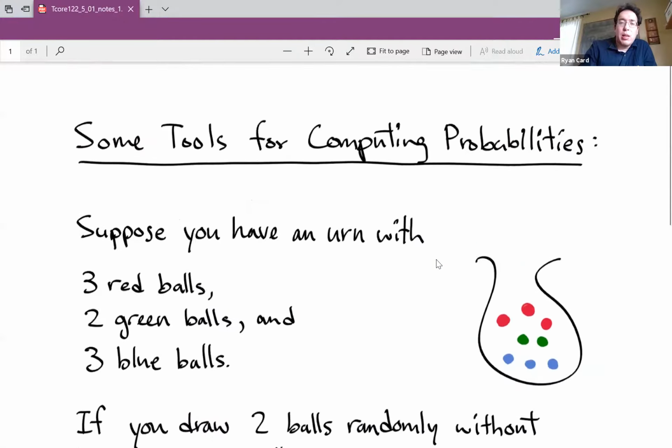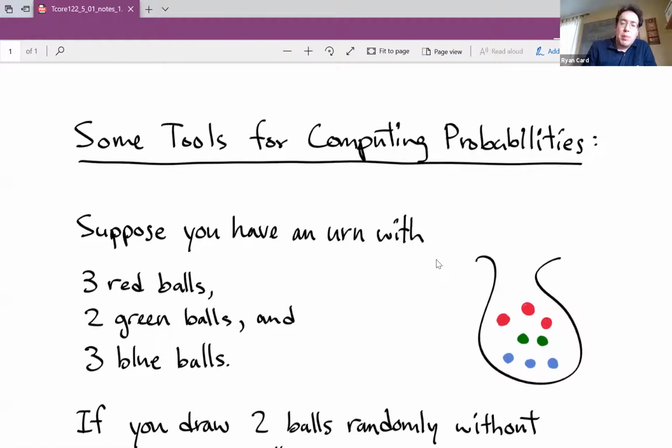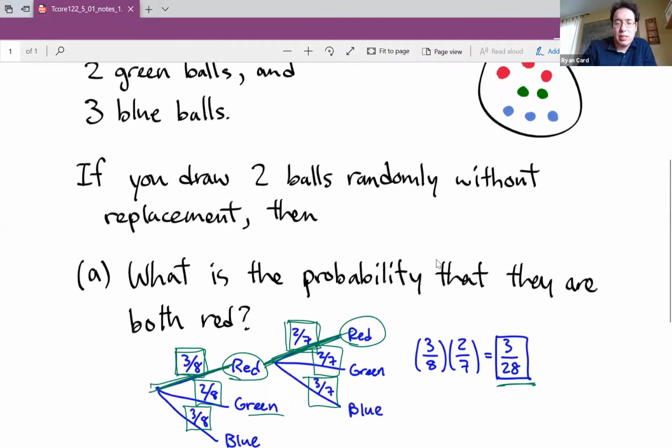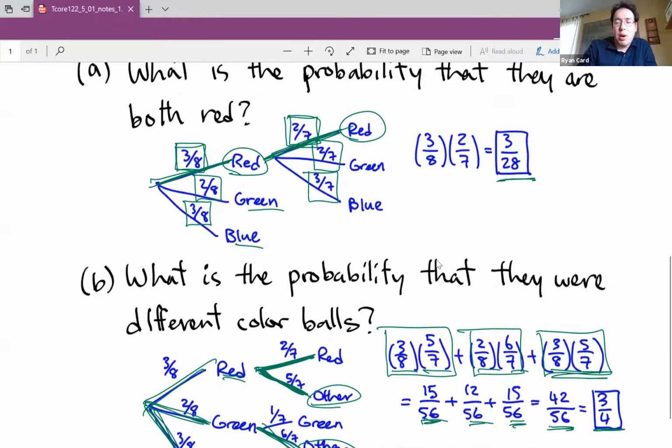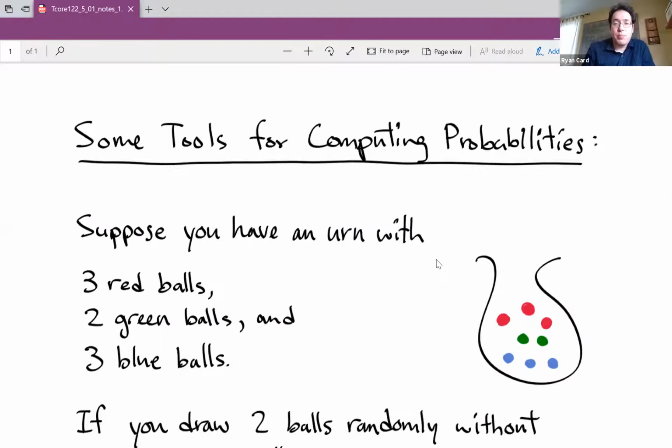Sometimes it might be difficult to ask, like, what's the probability that this happens after 2 draws? What you could do is break it up into steps, and you could write down the probability after certain events happening after the first draw. So that's what a probability tree is about. Okay, I hope you found that useful. Let's jump right into the worksheet.